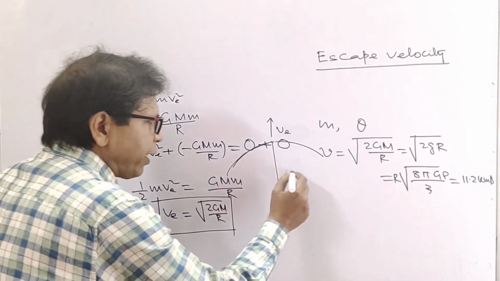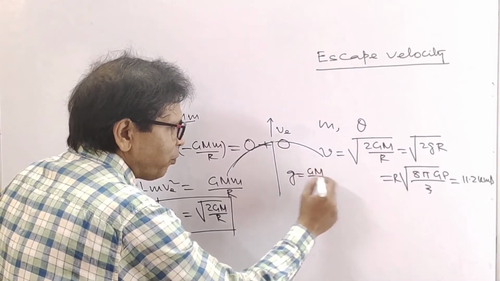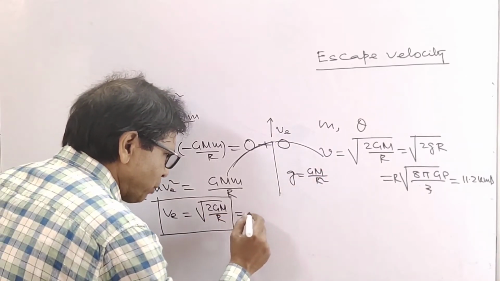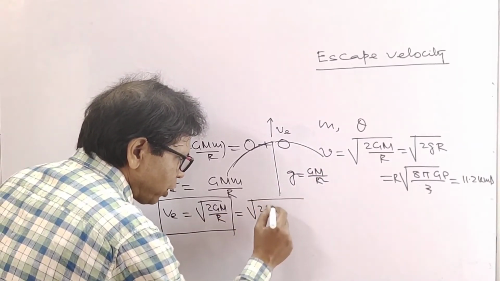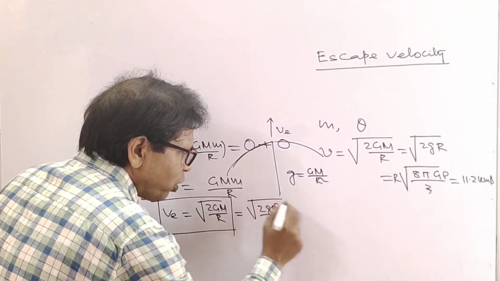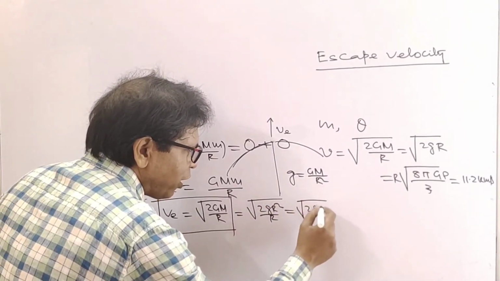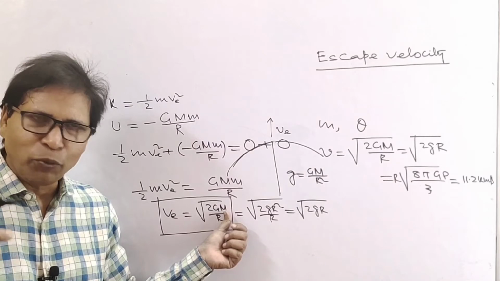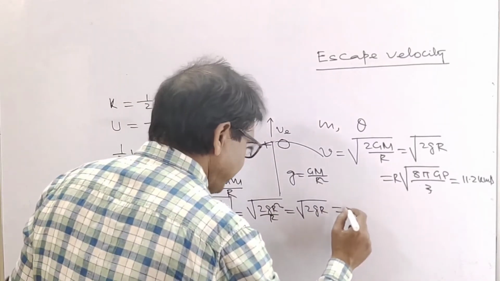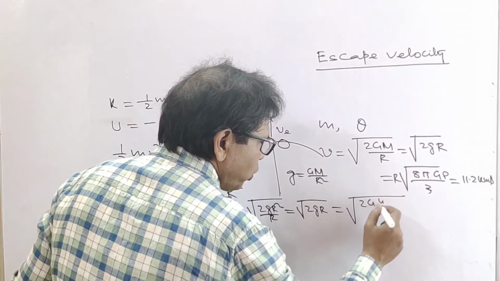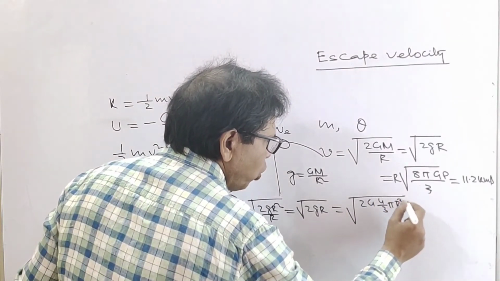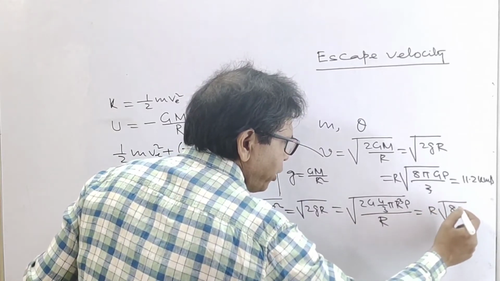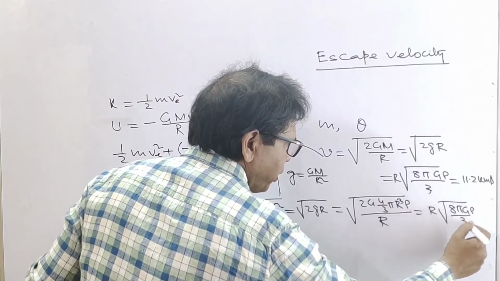Now we know g equals GM divided by R square. So GM equals gR square. So this expression can be written as 2gR square divided by R, so finally we get 2gR. Now we know mass of the Earth M equals 4/3 pi R cube rho. So this is 2G into 4/3 pi R cube rho divided by R. So this is R into root over 8 pi G rho divided by 3.